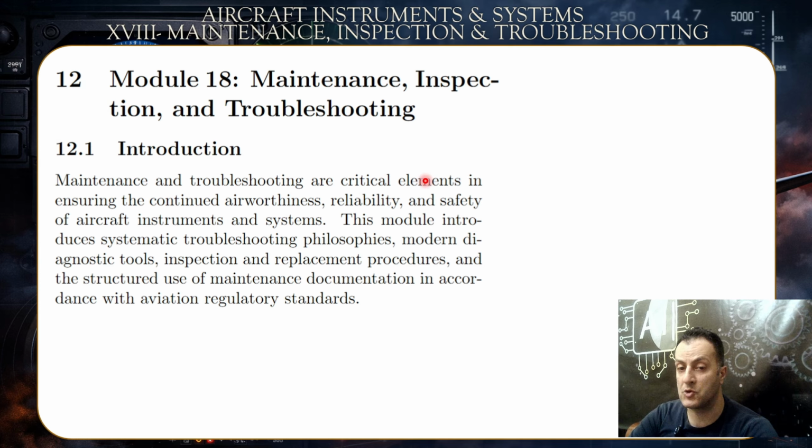So, maintenance and troubleshooting are critical elements in ensuring the continued airworthiness, meaning the flyability of the aircraft, reliability, and safety of aircraft instruments and systems. This module introduces systematic troubleshooting philosophies, how to troubleshoot, modern diagnostic tools, inspection and replacement procedures, and the structured use of maintenance documentation in accordance with aviation regulatory standards.